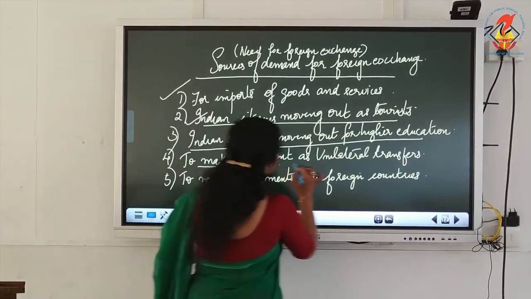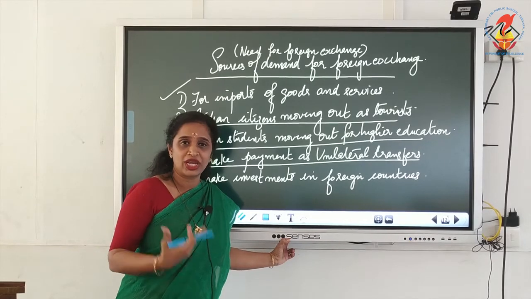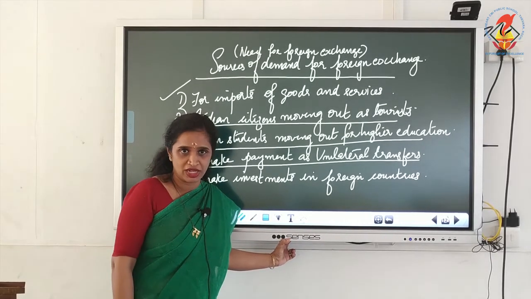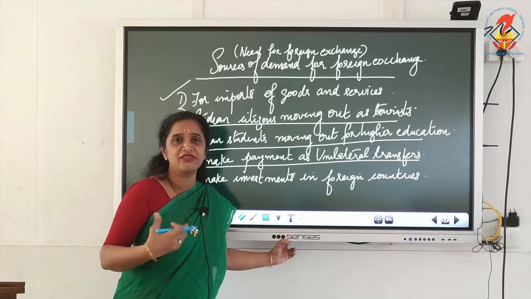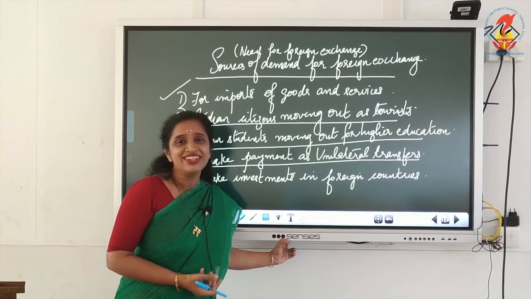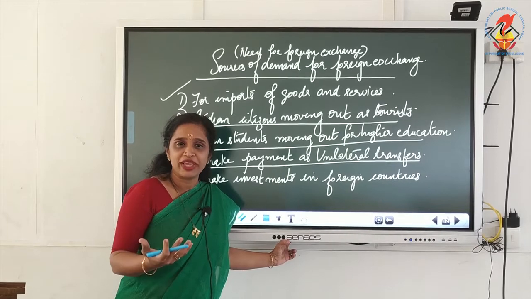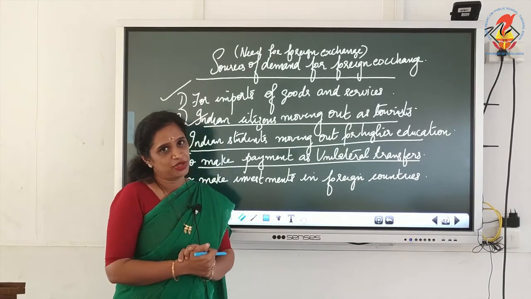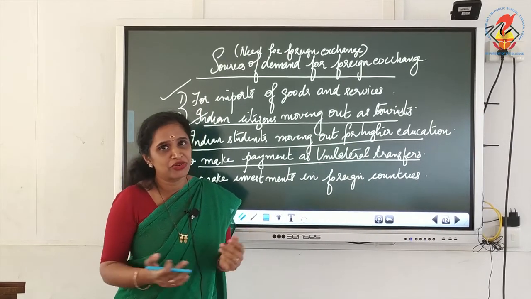Now, to make payment as unilateral transfers, I have told you what a unilateral transfer is. It is a one-sided payment. For example, India helping out the rest of the world when there is any natural disaster or natural calamity. India is going to help those countries by giving the payment in the form of unilateral transfer. It is a one-sided transaction. So, when India is helping them out, India has to make the payment in their currency. So, we are in need of foreign currency or foreign exchange. So, demand for foreign exchange.